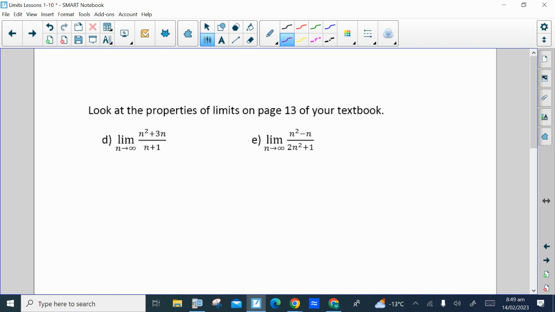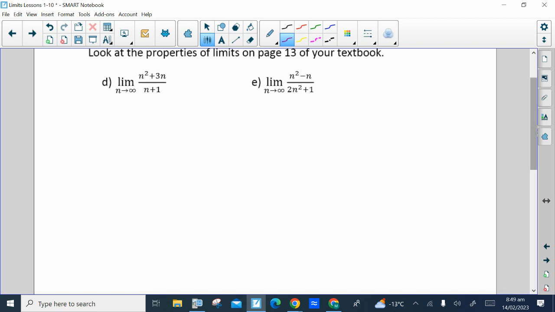So we're going to break each of these up using what we know about the properties of limits. The other thing we're going to do, as we break them apart, is divide each term by the highest power of the variable. So if we look at this first expression, you've got the limit as n approaches infinity of n squared plus 3n all over n plus 1. The highest power on n there is the n squared.